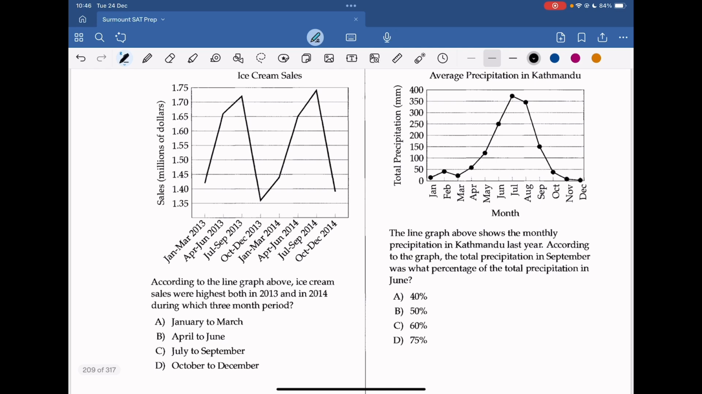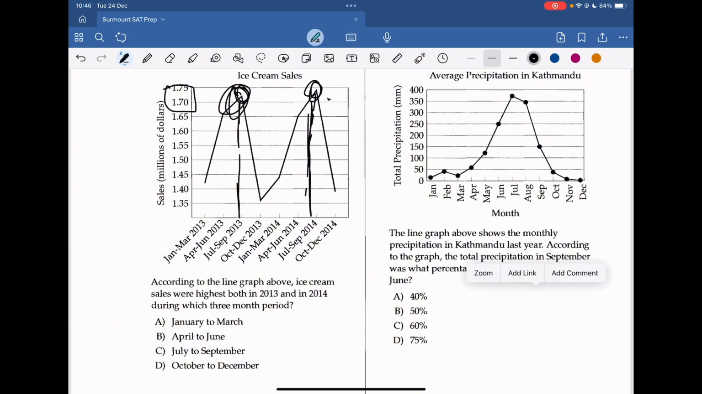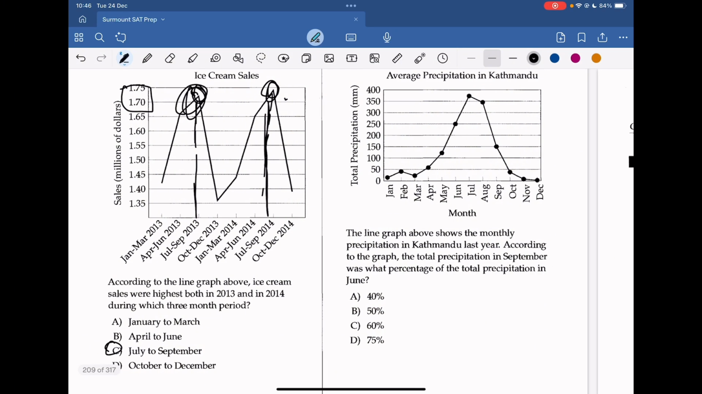Question 3. According to the line graph above, ice cream sales were highest both in 2013 and 2014 during which 3-month period? If you want to find the highest sales in ice cream, we can look at where the peak is. It seems as though July through September for both years are the highest in ice cream sales, roughly between 1.7 and 1.75 million dollars. So the answer is July to September.